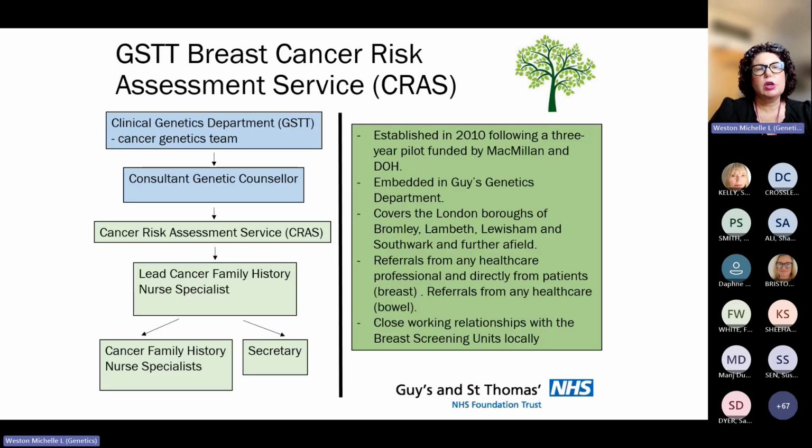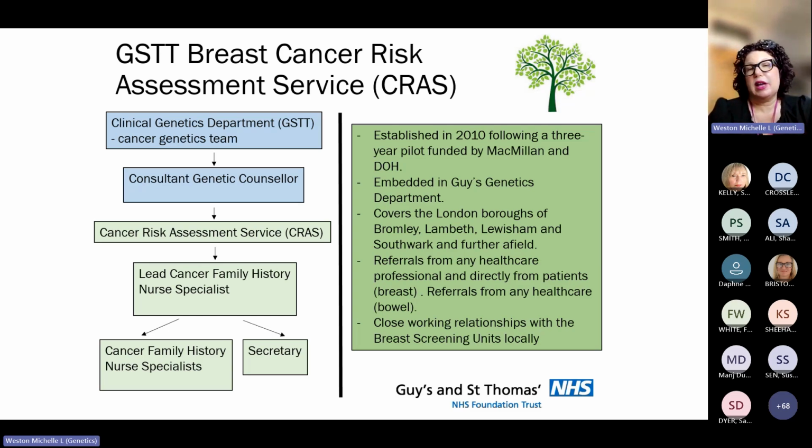So really, just to give you an idea of how the flow is in our service, and the next two slides, how we run the service. As I say, we're embedded in the genetics clinic. We are overseen by a genetic counsellor, and then there's myself, and then we've got a team of nurses. So apart from Natasha, there's 2 other nurses, and then we're very lucky we have admin support as well.